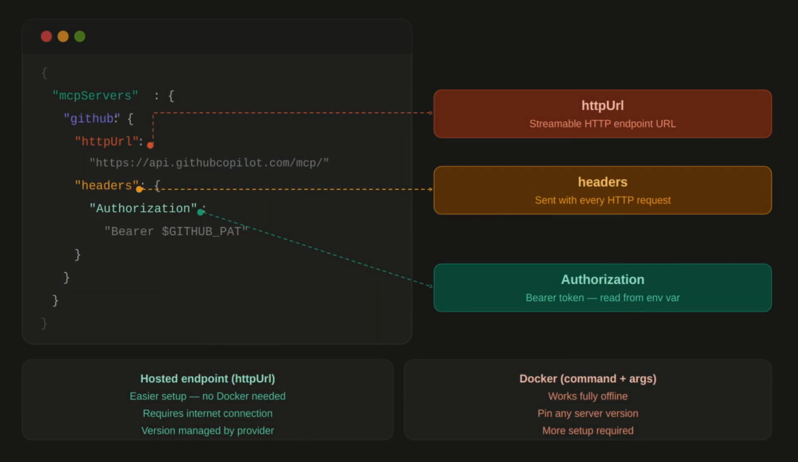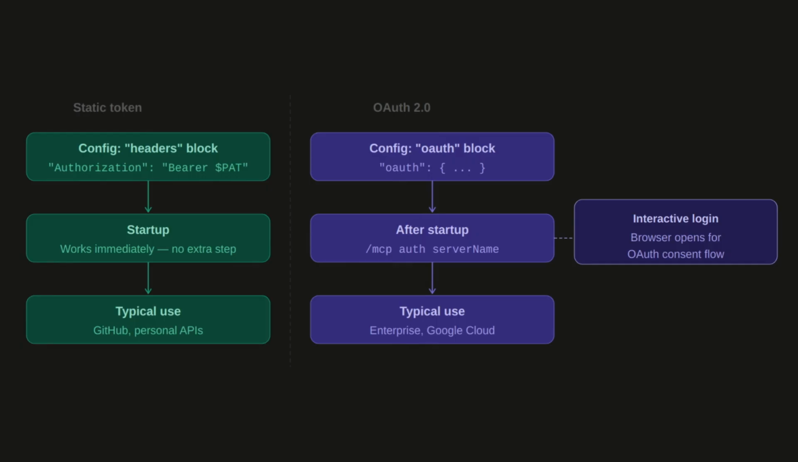For a remote HTTP server, it's simpler. Just a URL and headers. Same result, different transport. The hosted endpoint is easier to set up since you don't need Docker. But the Docker approach works offline and gives you more control over the server version. For remote servers that use OAuth 2.0 rather than static tokens, common with enterprise and Google Cloud services, the configuration uses an OAuth block instead of static headers, and you authenticate interactively using /mcp auth followed by the server name after startup. We will cover that in the verification section.